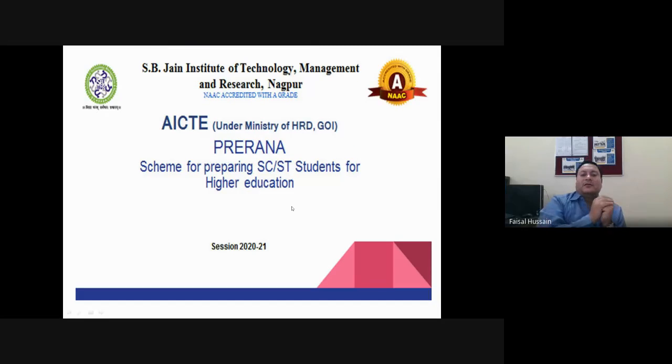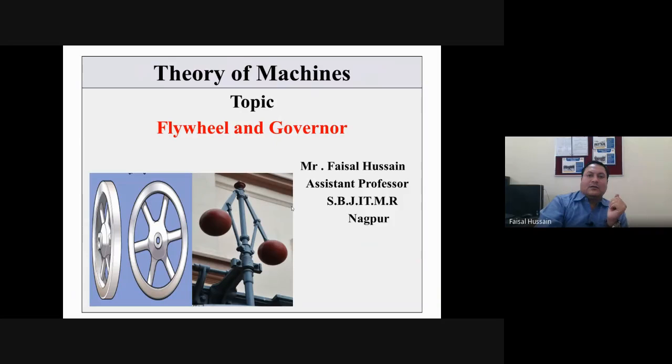We will just see the flywheel. We will not go to the governor because there are no questions related to the governor asked in GATE. Only flywheel has been asked.